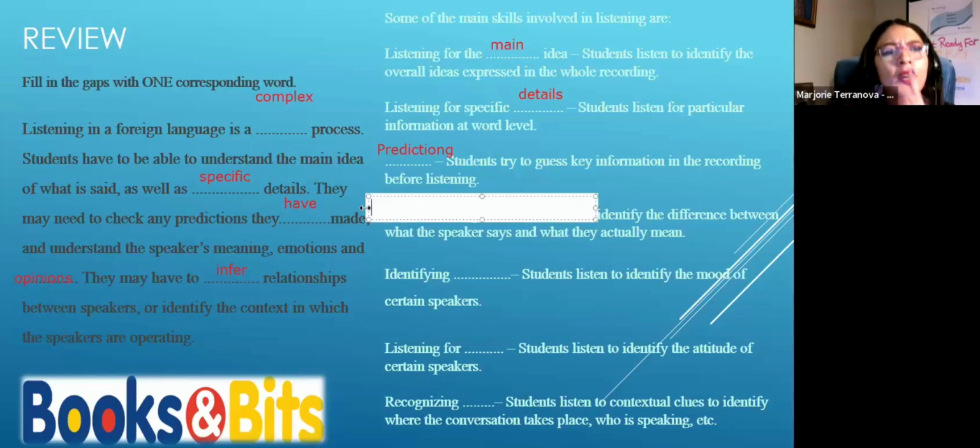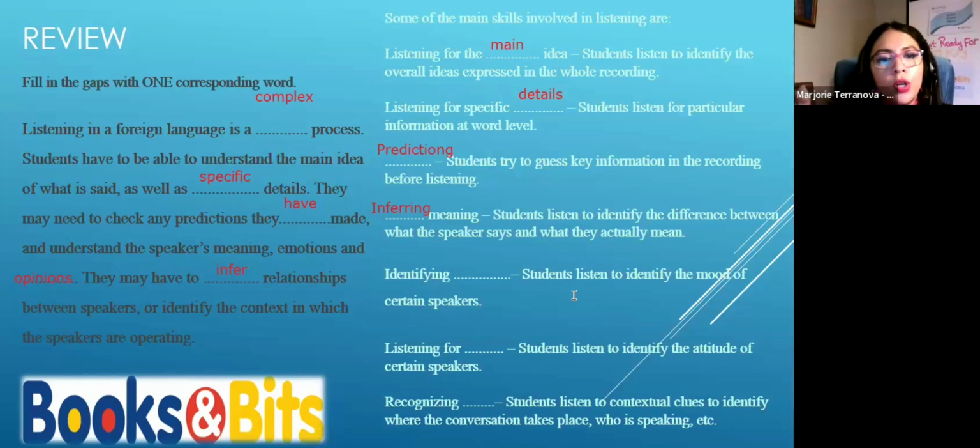Students listen to identify the difference between what the speaker says and what they actually mean. I need to interpret. They don't give me exactly that. It means that I have to infer meaning. Inferring meaning. Identifying is when students listen to the mood. If it's the mood, is it opinion or emotion?